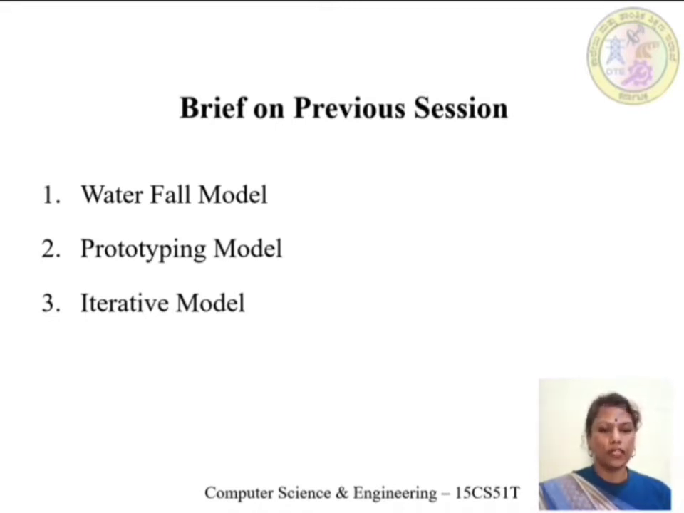That is the disadvantage. And in the waterfall model, the product is delivered at once, and that too after the completion of the product. Whereas in the prototyping model, the product is delivered twice. That is, initially the prototype, the initial version, is delivered to the customer, and in the second delivery, the final version of the product is delivered.